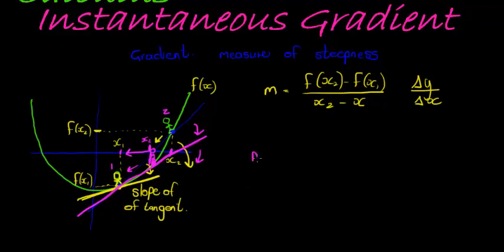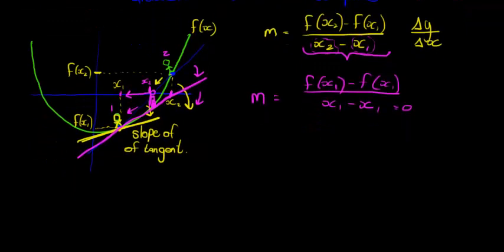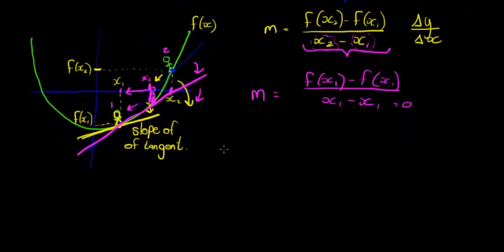All I need to do to find the instantaneous gradient is let him actually reach that guy. So now x1 and x2 are the same point. The two people are at the same place. Here we see a little problem. We can't do that, because now all of a sudden our denominator would equal 0. That's not allowed, and that is where our previous work on limits comes in.